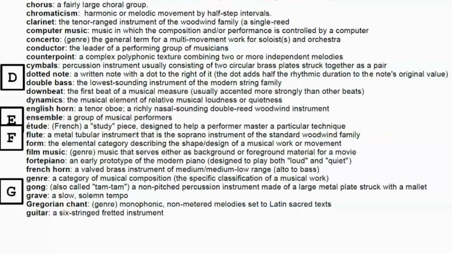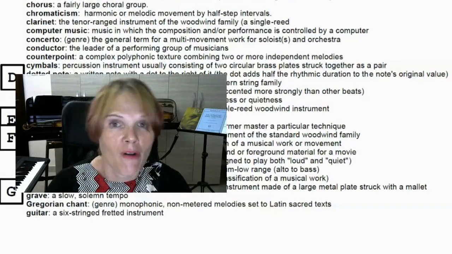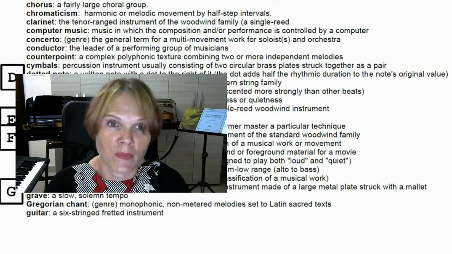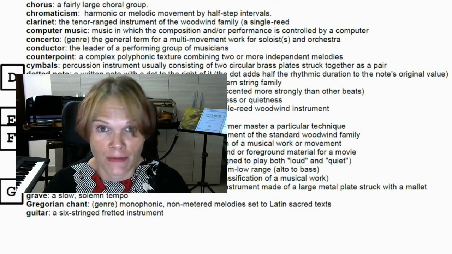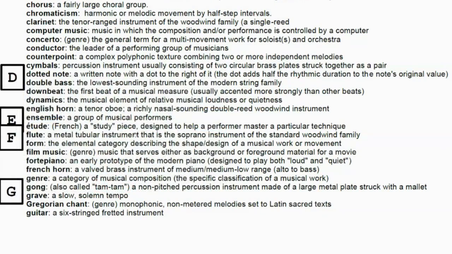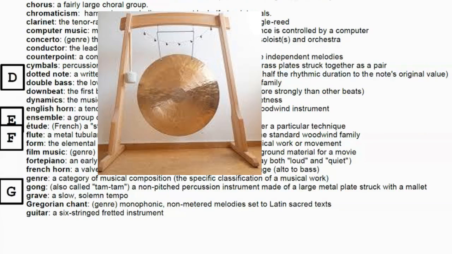Genre, I've mentioned this word a lot. What is it? A category of musical composition, a specific classification of a musical work. Let's say it's an opera, it's an oratorio, it's a concerto, it's a lied or art song. These are all genres. Jazz is a genre. Gong, also called tom-tom, a non-pitch percussion instrument made of a large metal plate struck with a mallet.